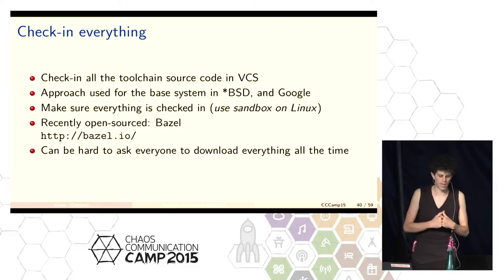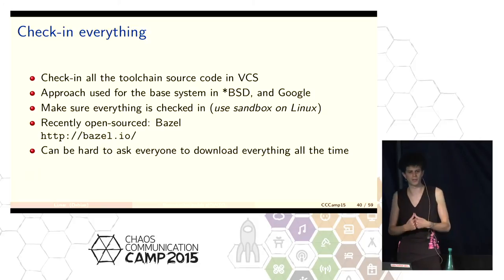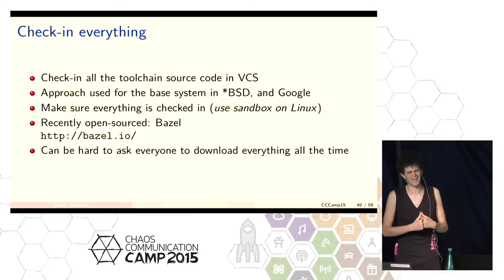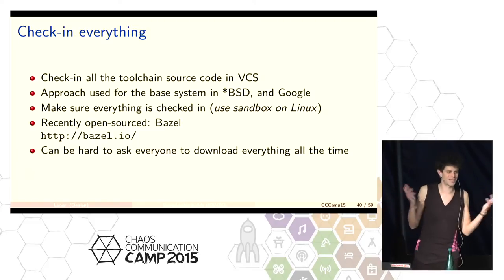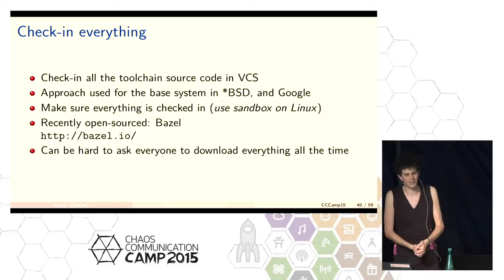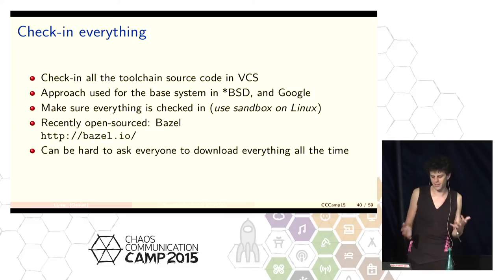But the problem is that it works for FreeBSD because it's a monolithic system. It works for Google because they have internal processes. You can't really ask everyone to always download GCC 70 times to build tools in their daily workflow, so it might not be the best.